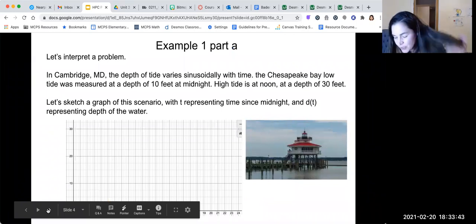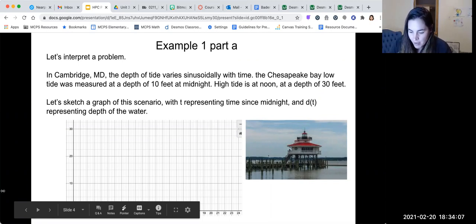Let's interpret a problem. So this is fake. I made this up. In Cambridge, Maryland, the depth of tide varies sinusoidally with time. The Chesapeake Bay low tide was measured at a depth of 10 feet at midnight. High tide is at noon, which is at a depth of 30 feet. So we're going to just sketch a graph of the scenario with T representing time since midnight and D of T representing the depth of the water.